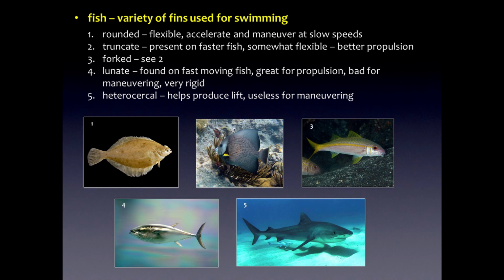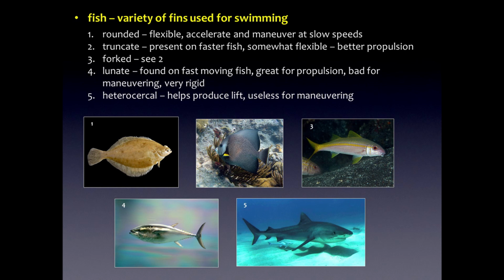So if you want to be able to turn on a dime, this is not the tail fin that you want. It's very rigid. It's not very flexible, but that allows that fish to maintain great speeds throughout the water. If you look at it too, it's very symmetrical. So the upper part of that tail fin is similar in size and shape to the lower part of the tail fin. Finally, we get tail fin number 5 here, the heterocercal tail fin.